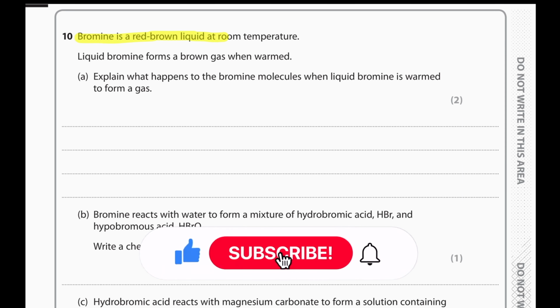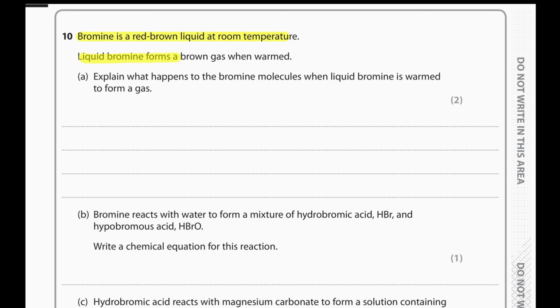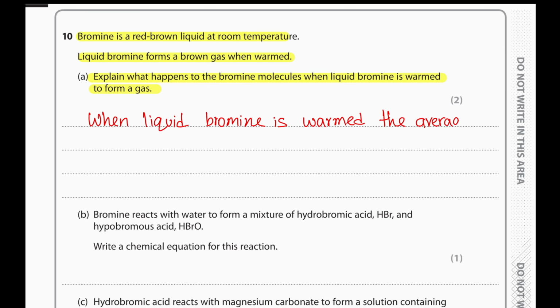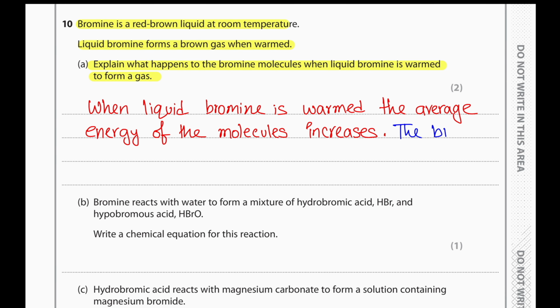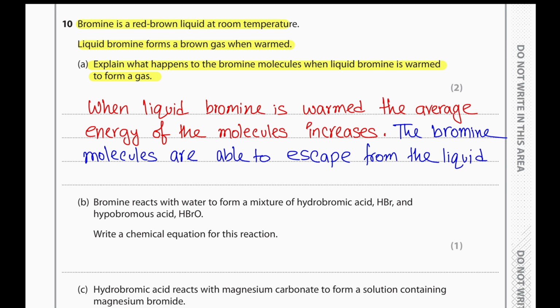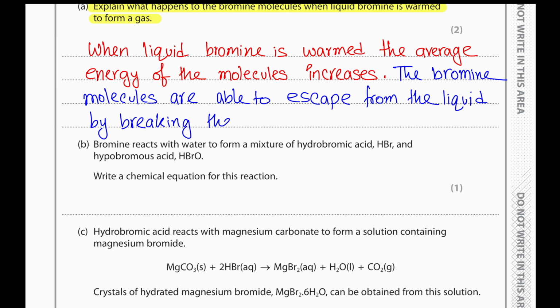Bromine is a red-brown liquid at room temperature. Liquid bromine forms a brown gas when warmed. Explain what happens to the bromine molecules when liquid bromine is warmed to form a gas. As we heat the liquid bromine, the average kinetic energy of the molecules increases. And as the kinetic energy increases, those molecules gain enough energy that they can escape from the liquid. They can break the intermolecular forces between the liquid molecules and escape from the liquid and move further apart, which means they can turn into gas.